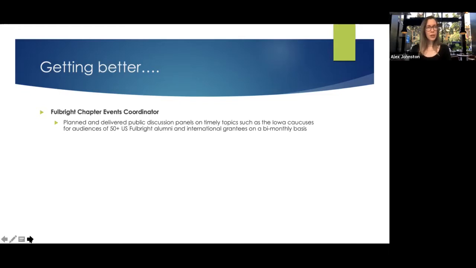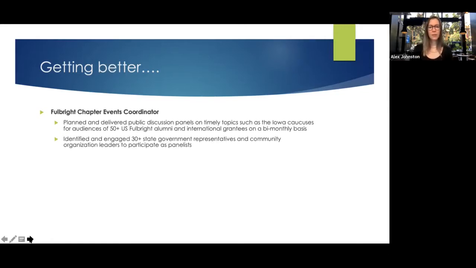Timely topics, okay, they were related to social issues that were in the news, like the Iowa caucuses. There's a quantification of the audience members, number and who they were. And there's the implication that it's a diverse audience of domestic and international people. And there's also a time, a duration, a frequency there, bi-monthly basis.